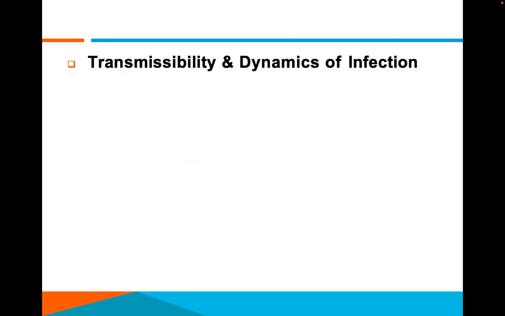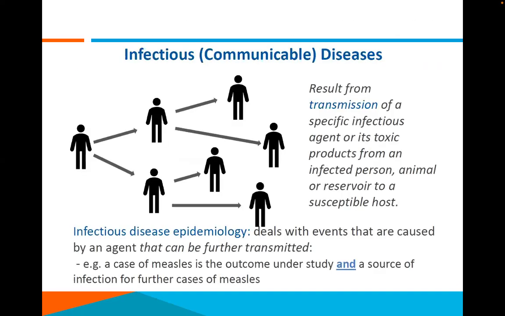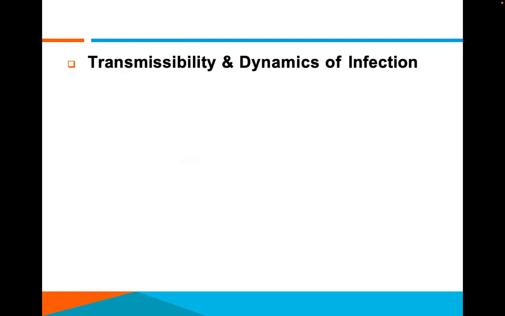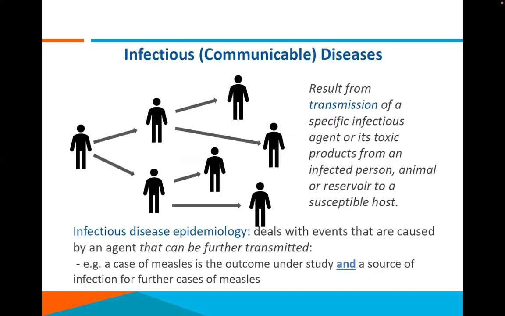Let's look at transmissibility and dynamics of infection. When COVID came, you may have heard the term R naught several times. Some were saying the R naught is less than 1, R naught is more than 1, R naught is 1. What does it mean? We'll try to explain.